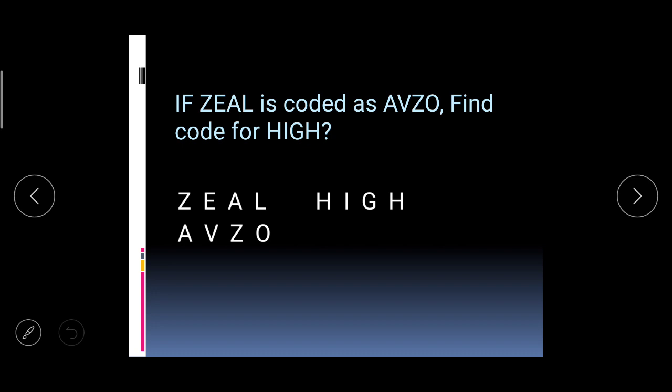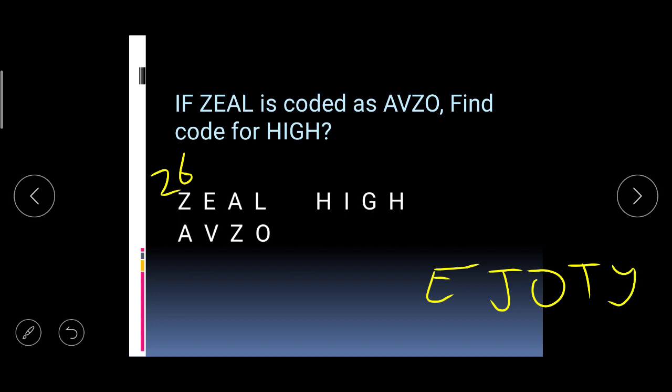To understand the position of each letter, everyone knows Z is 26, right? What is the position of E? You would have to count A, B, C, D, E. Rather, I'll suggest a shortcut. You just need to remember EJOT. Why will I tell you to remember EJOT?